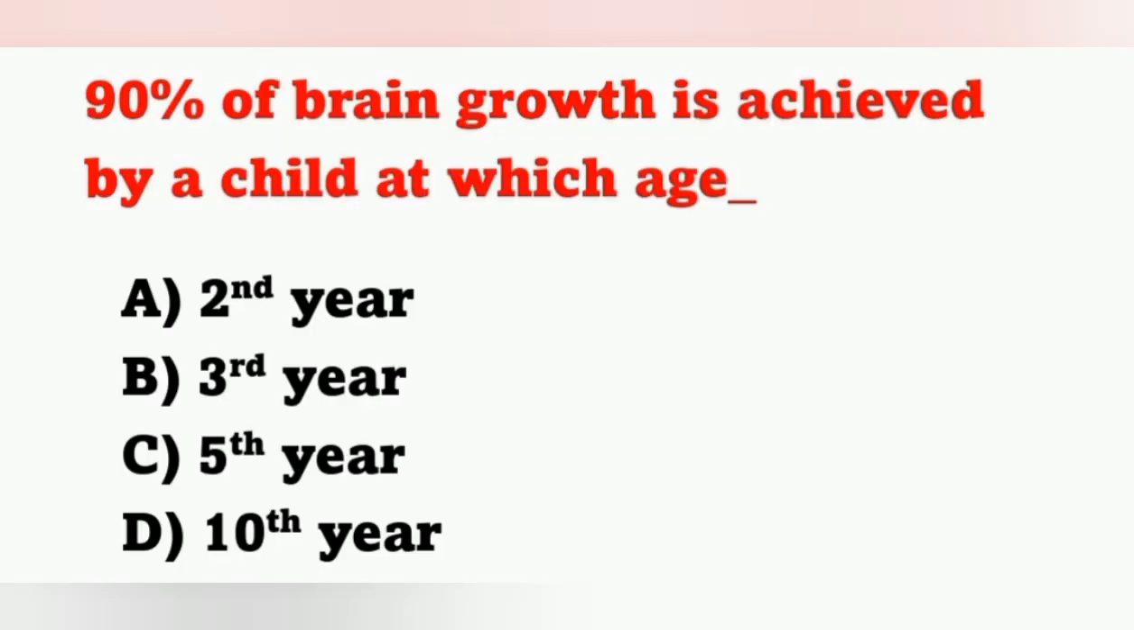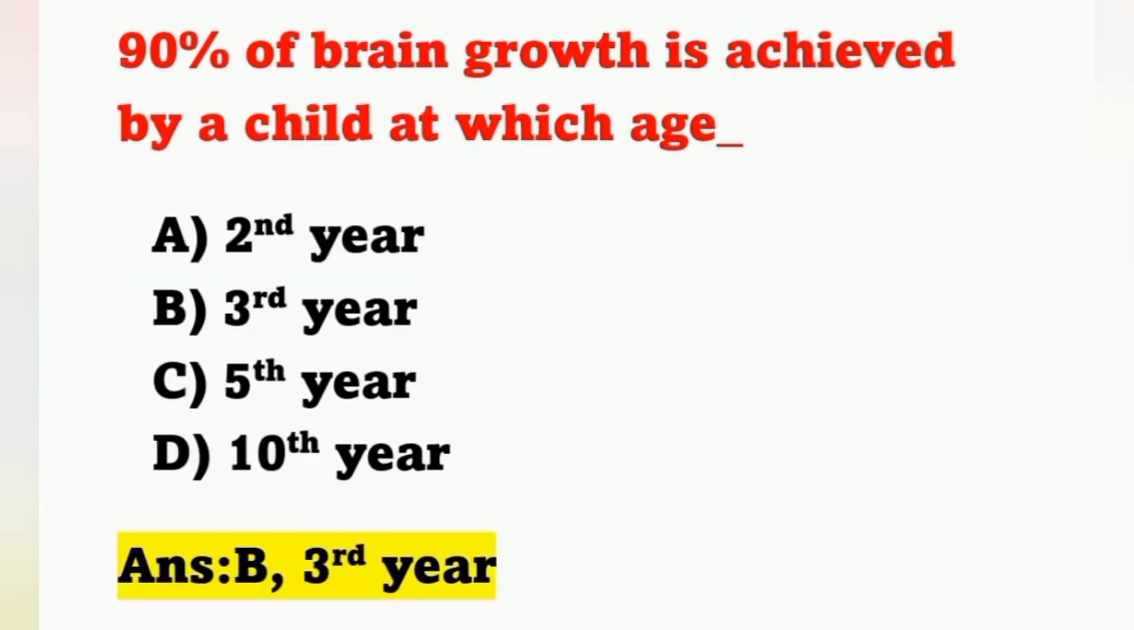Move on to the next question. 90% of brain growth is achieved by a child at which age? Options: Option A, second year. Option B, third year. Option C, by fifth year. Option D, by 10th year. 90% of brain growth occurs by a child at the age of, that is the question. The correct answer is by the age of 3 years. Option B is the correct answer.